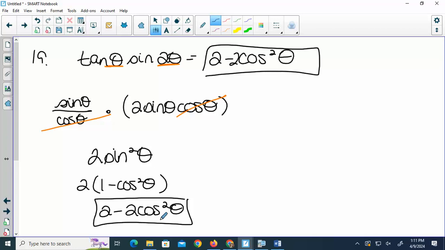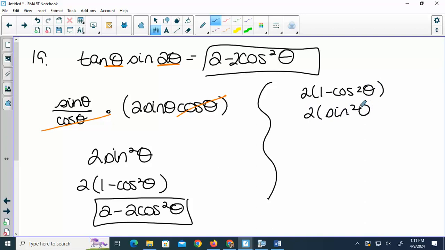So I boxed in, but okay. I got to 2 sine squared theta. You took out the 2, 1 minus cosine squared. So that's sine squared theta.